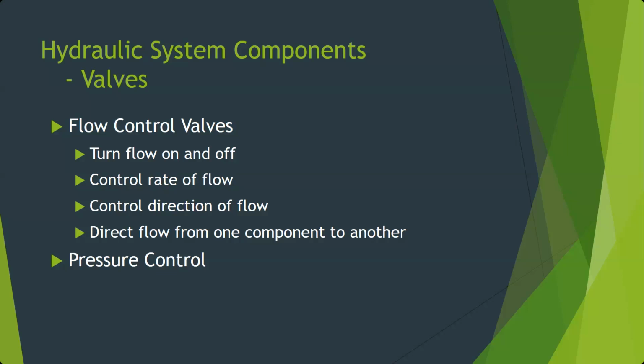But we're going to look at various types of valves, starting with flow control valves, so turning it on and off, rates of flow, direction of flow, and moving it from one component to another, or like selecting. Pressure control, so we set our pressure in our system, but sometimes you have areas in the system where you don't want the full system pressure. You want to be able to regulate the pressure in areas.